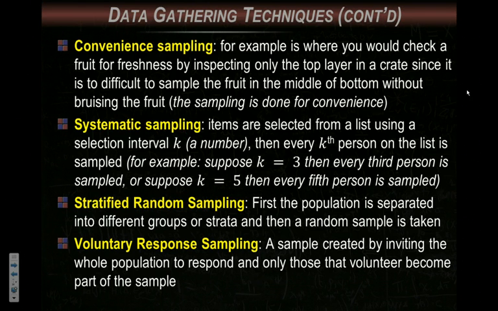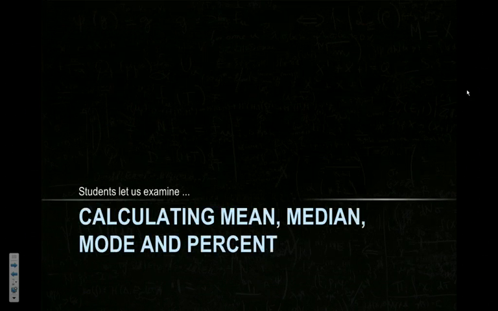random sampling. And then we have volunteer response sampling, which is basically only those who volunteer will be part of the sample. This has a bias as well because that would maybe only sample out those people who are actually willing to submit data. Okay, so in working with statistics, there's a couple little calculations that you're going to have to do.